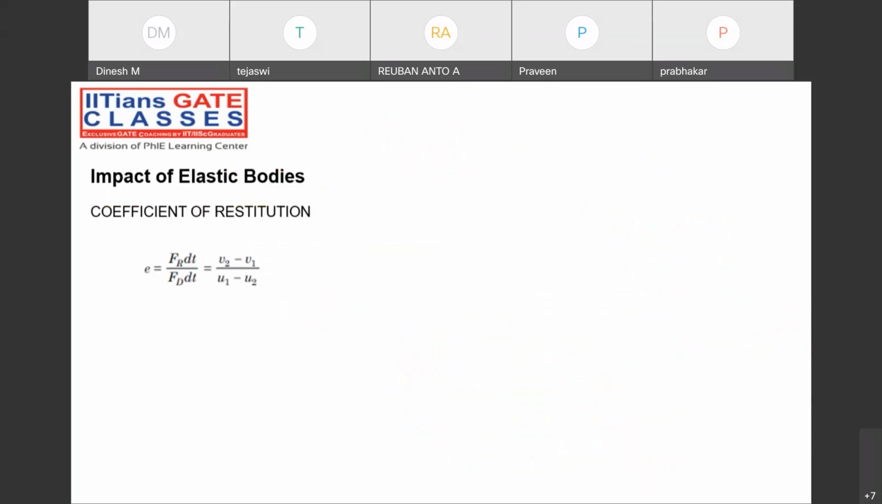Perfect. Note down impact of elastic bodies. Whenever two bodies are there, body 1 is moving with some velocity u1 and body 2 is moving with some velocity u2. After colliding with each other, they can have any velocities, v1 and v2, body 1, body 2. Suppose both the bodies are colliding with each other, there are three types of impact. The first impact we call elastic impact, perfectly elastic impact.